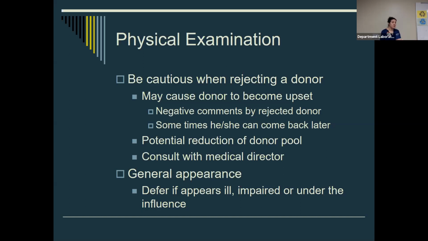So you have to be careful. We don't want to lose them as a donor, because our donor pool is already so small and we're in high demand. So when you defer somebody, you want to be nice about it. Encourage them, unless they have track marks on their arm, to come back and try again. Right? Maybe their pulse is greater than 100 beats a minute. Okay, that's a temporary deferral. Tell them to come back maybe next week or something.